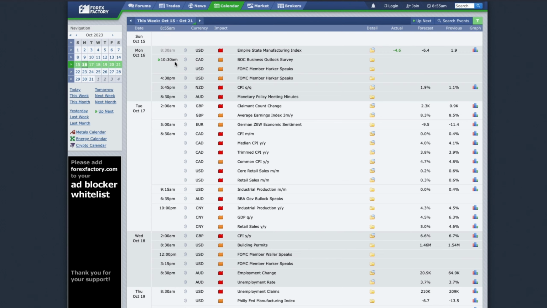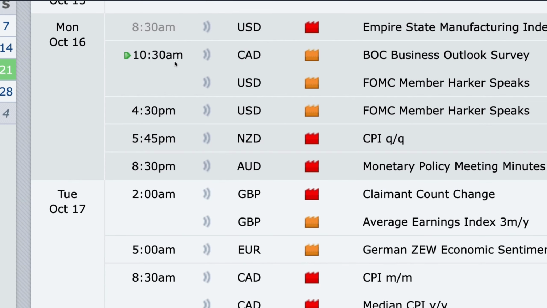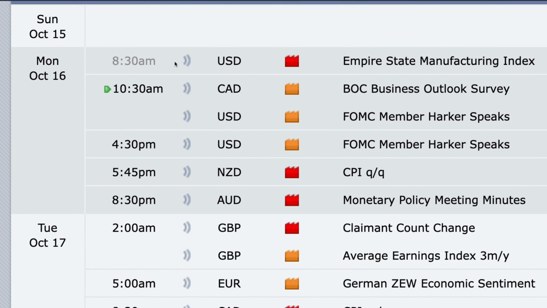You see that green arrow next to 10:30? So I could trade before 10:30. Right now it's 8:56. So I can trade before 10:30, or I can actually trade after 10:30. The reason why I don't want to enter my trade exactly at 10:30 is because I don't know what direction the market's going, right? I can have a bias, but in reality, we don't know.